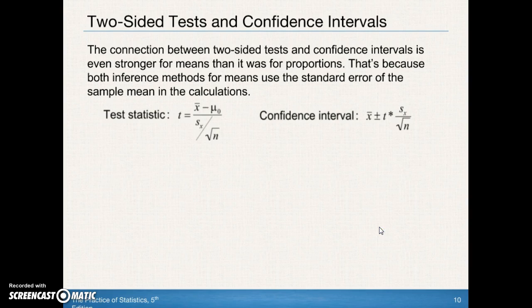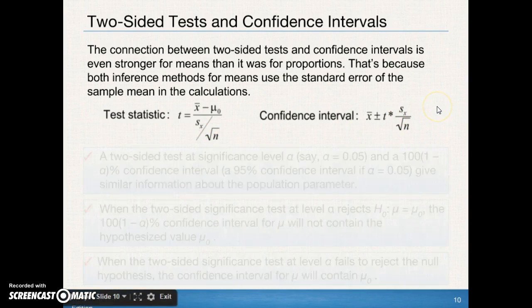So again, just talking about two-tailed tests and confidence intervals and how that's starting to relate. The connection between two-sided tests and confidence intervals is even stronger for means than it was for proportions. That's because both inference methods use means and use the same standard error for the sample mean in the calculations. So you notice that they have all of the same parts to them.